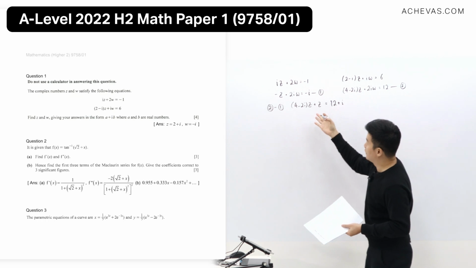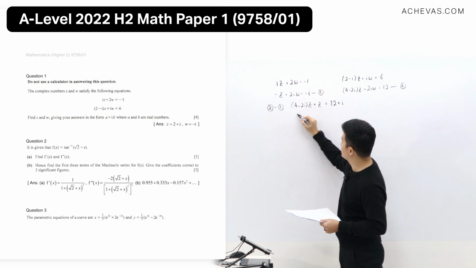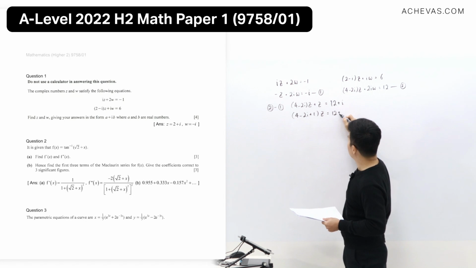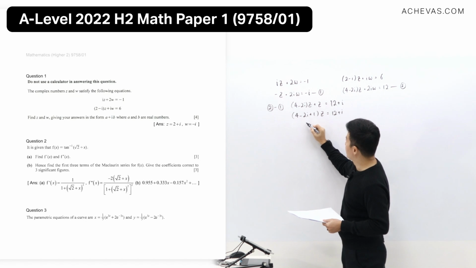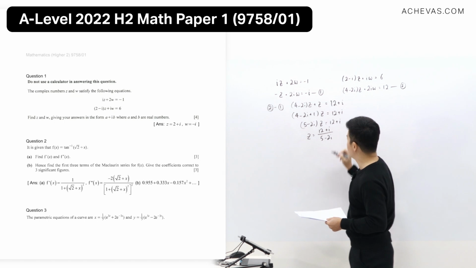Now we have just z as the only unknown in our equation. Combining this together, we will have (4 - 2i + 1)z is equal to 12 + i. So this will be (5 - 2i)z is equal to 12 + i. So z is going to be equal to (12 + i) divided by (5 - 2i).